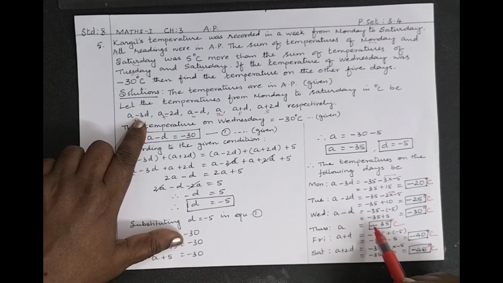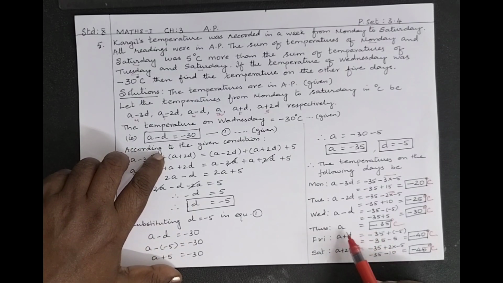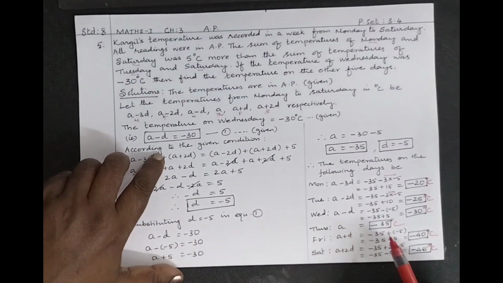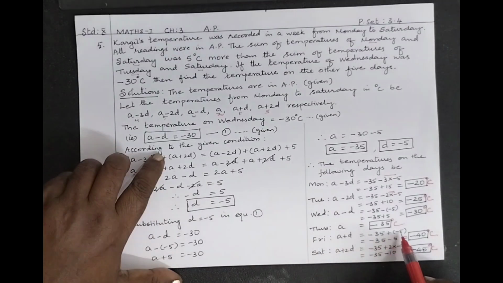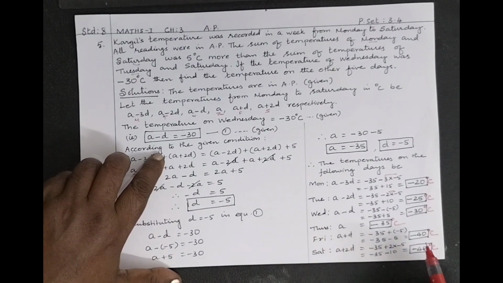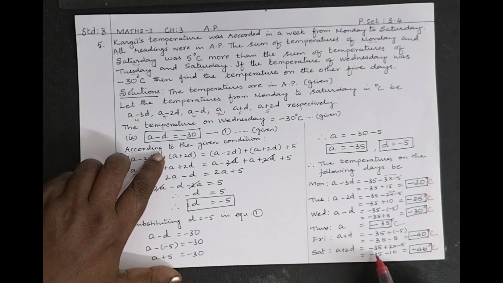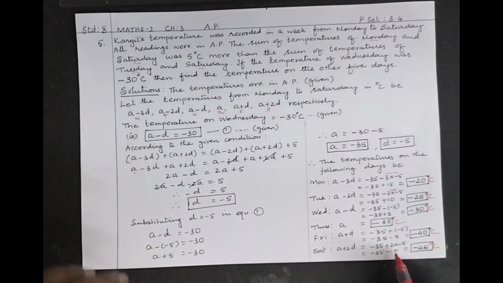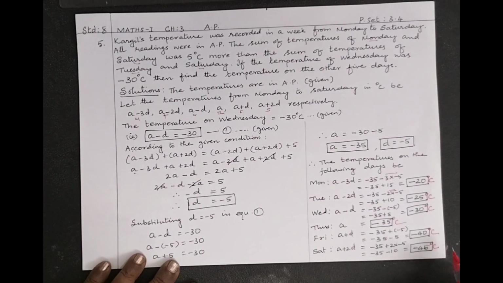Okay, and Wednesday is already given, that is minus 30 degrees Celsius. Thursday is what? Thursday is A, simply A, that is minus 35. And Friday is A plus D. So minus 35 plus of minus 5, so that is minus 5. Same sign, put the same sign, and that is minus 40 degrees Celsius. And Saturday is A plus 2D, that is minus 35 plus 2 into minus 5, that is minus 10, which is equal to minus 45 degrees Celsius.